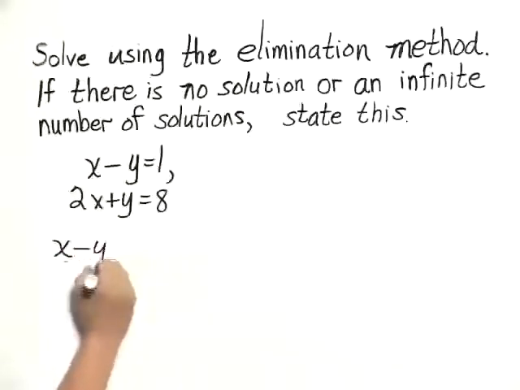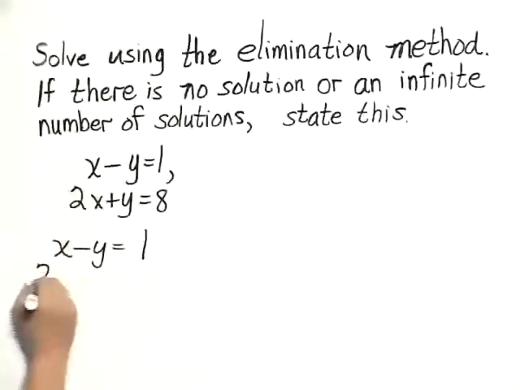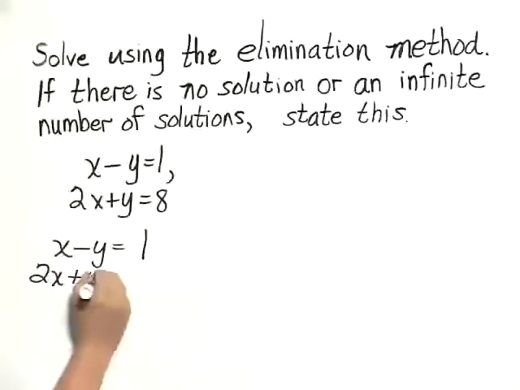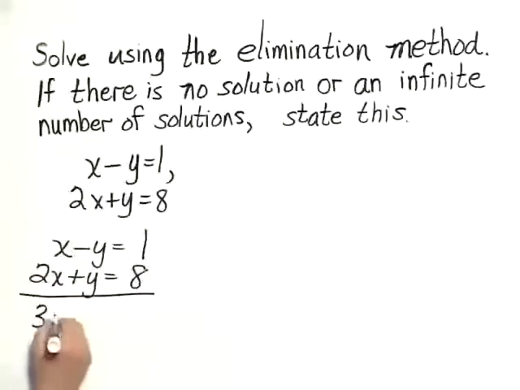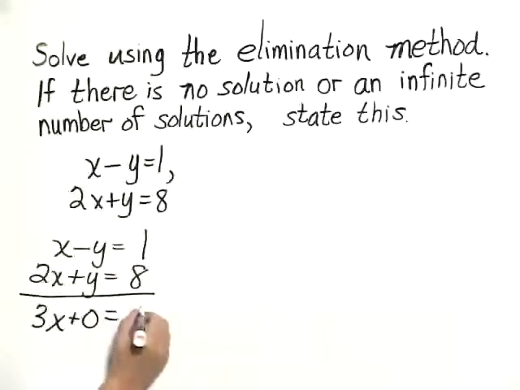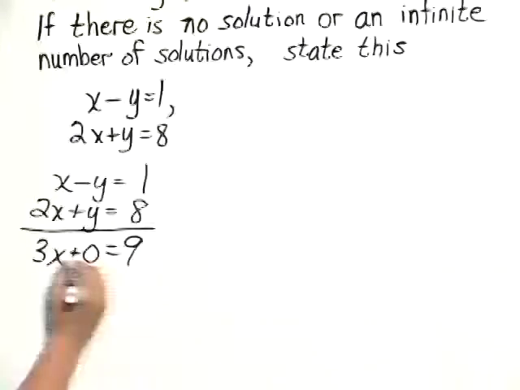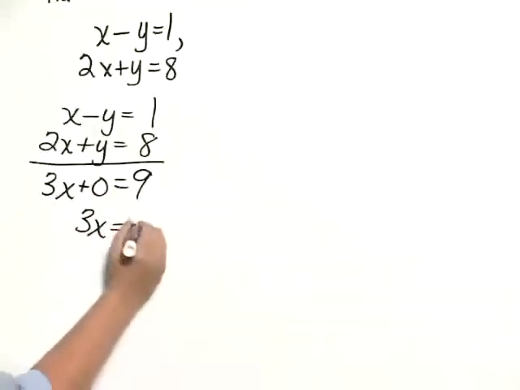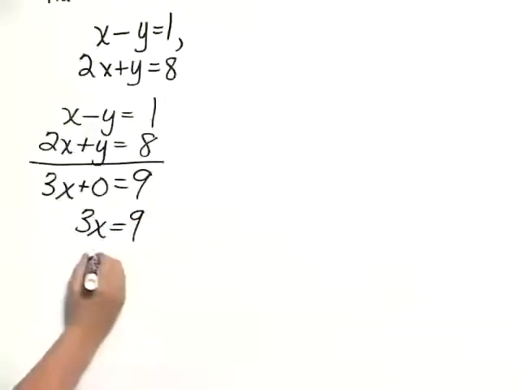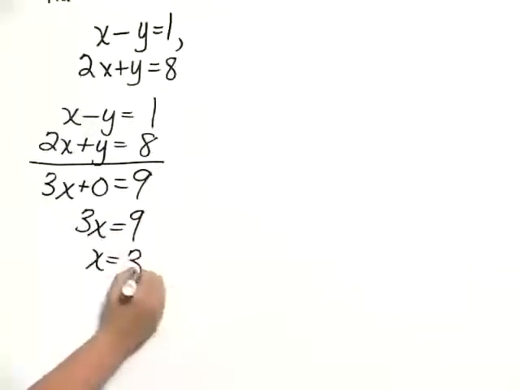We have x minus y equals 1, 2x plus y equals 8. I'm going to add them together. x plus 2x is 3x. The opposite of y plus y is 0, and 1 plus 8 is 9. So that gives me an equation without a y. That's why we call it eliminating y. So I have 3x equals 9, divide both sides by 3. I get x equals 3.